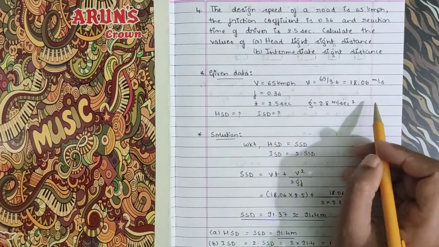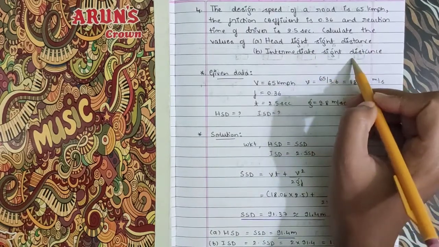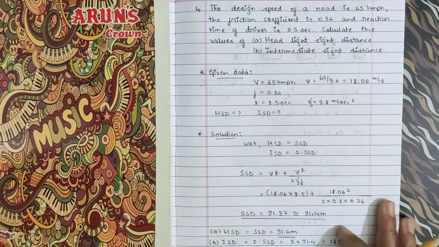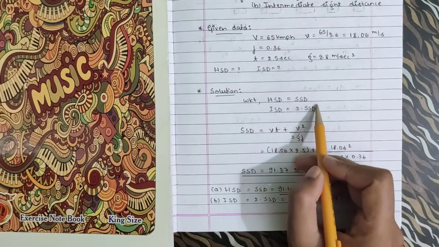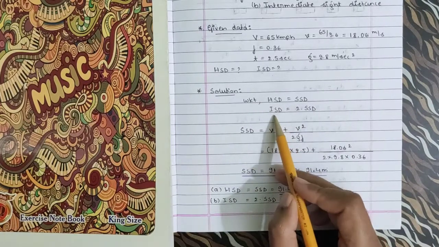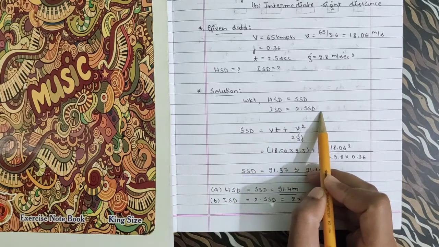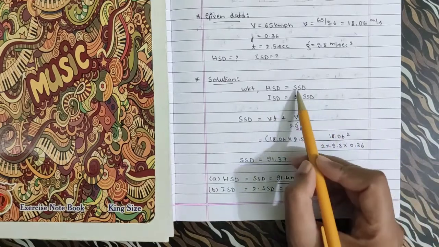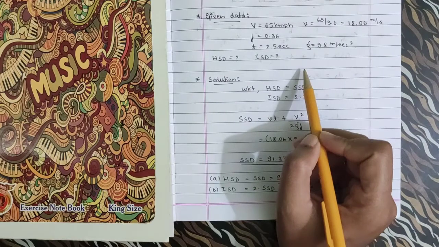Now they have asked us to calculate the values of headlight sight distance and intermediate sight distance. What is headlight sight distance and intermediate sight distance? We know that headlight sight distance is equal to stopping sight distance, and intermediate sight distance is twice the stopping sight distance. So now we just have to calculate the stopping sight distance using the given data.